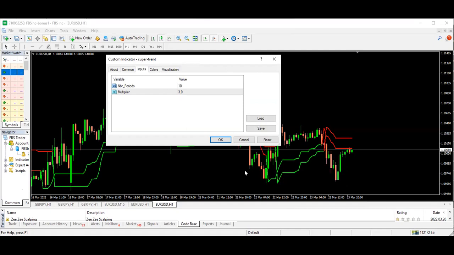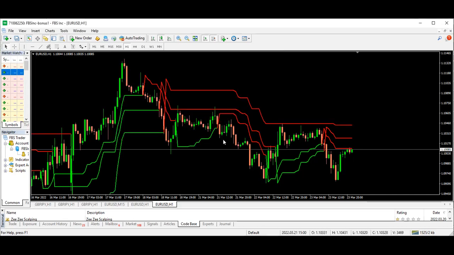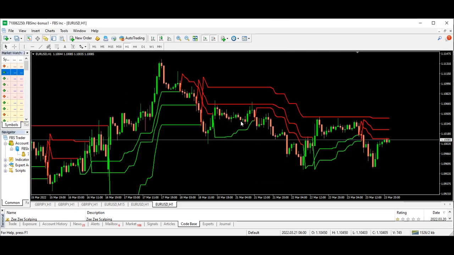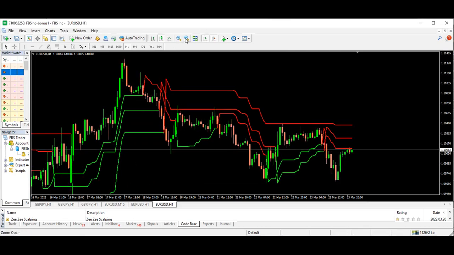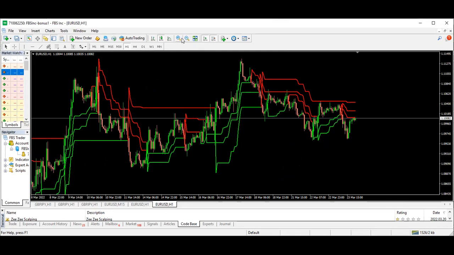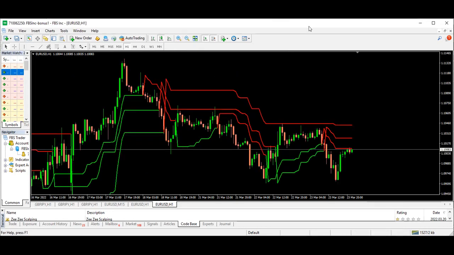All right, so for the third one, the setting for the period is 20, and the multiplier is 5. Okay, so this is quite simple and straightforward. All right, I hope you're following me.